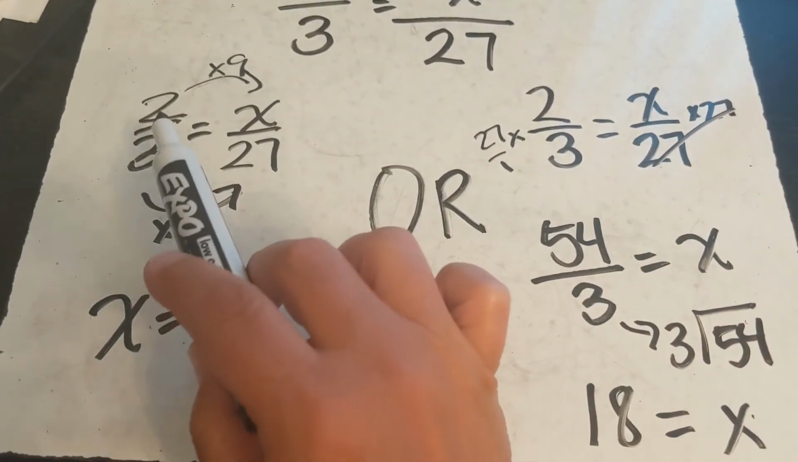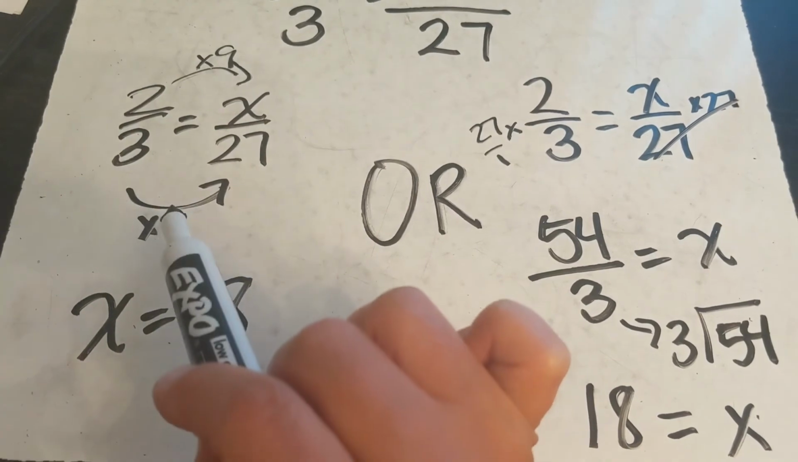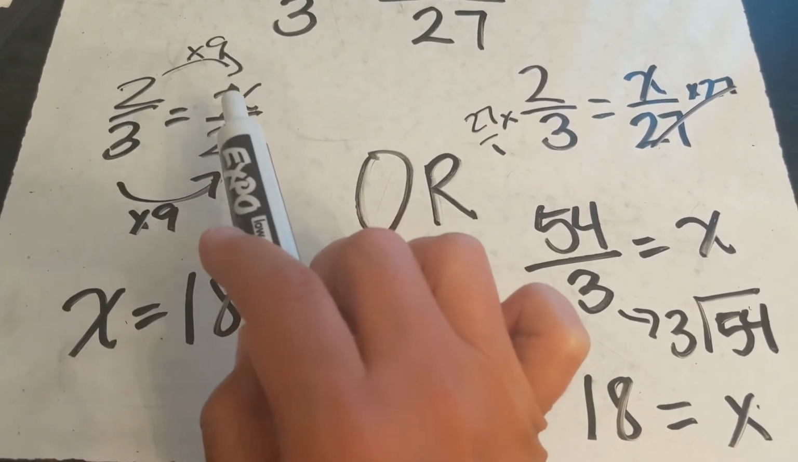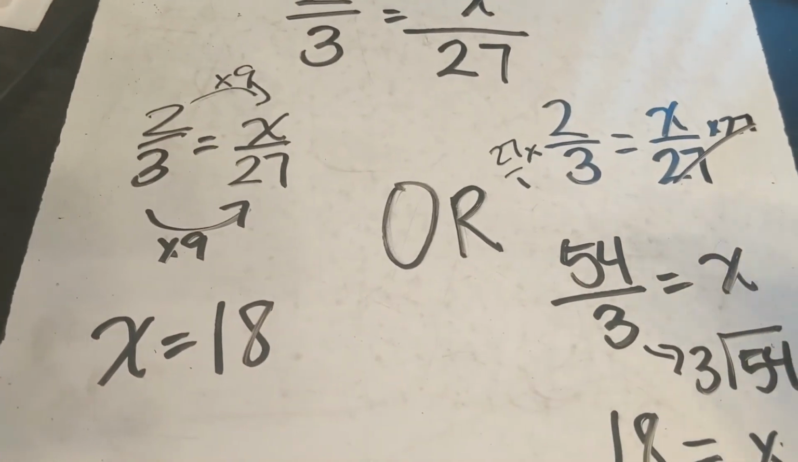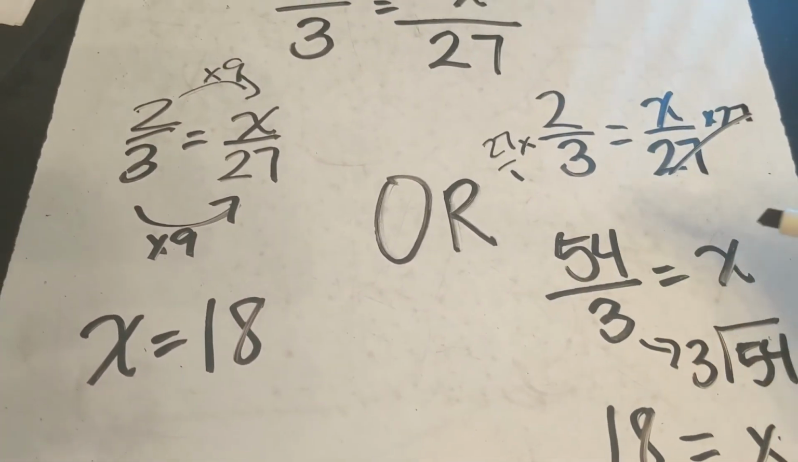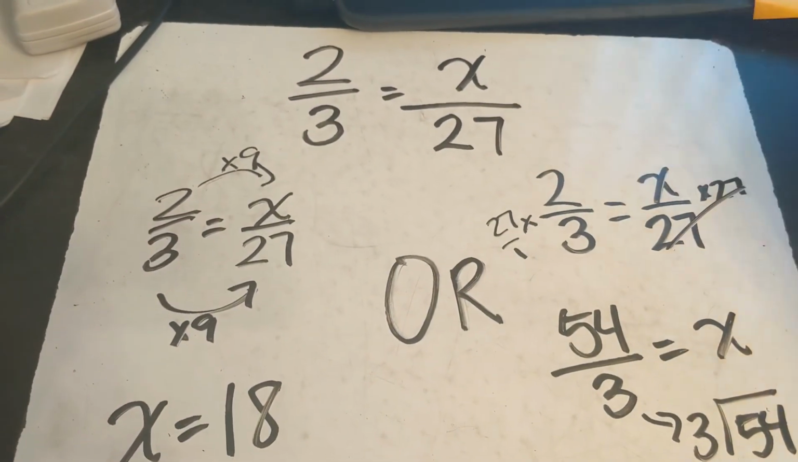Or we can say, what did I do to 1 to get the other thing? So what did I do to 3 to get 27? I multiplied it by 9. So I'm going to multiply 2 by 9 and get 18. That works when we have pretty numbers. Sometimes we don't have such pretty numbers, so this way might work better. But now you have an example of both. And that was solving for an unknown. Okay?